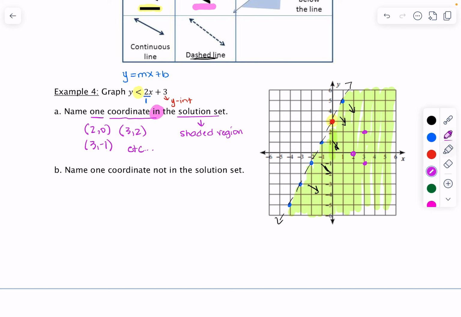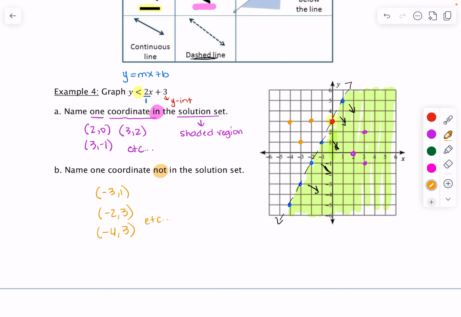Well, what's a coordinate pair that is not in the solution set? Oops, I meant to use the highlighter there. So not means in the unshaded area. So now I'm going to look at maybe this point right here, this point here, maybe here, any of the points that are in the unshaded region. So (-3, 1), (-2, 3), (-4, 3), etc. are not in the solution set.